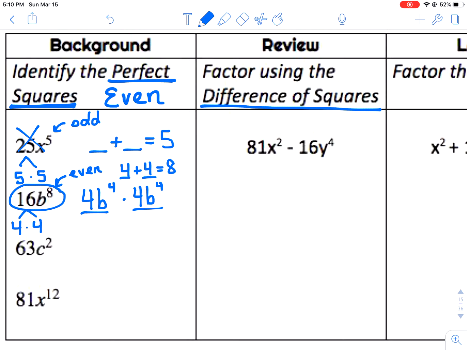The next one, we can see that 2 is even, which is good because 2 can be split into 1 plus 1 equals 2. However, 63 is not a perfect square. The closest thing would be 7 times 9, I think. So this is not a perfect square because 63 is not perfect.